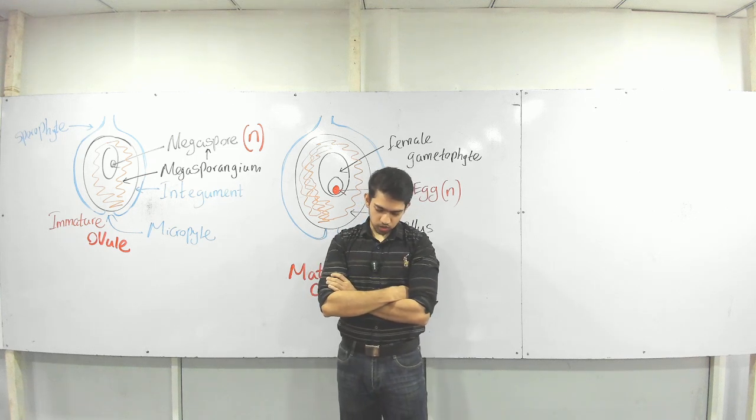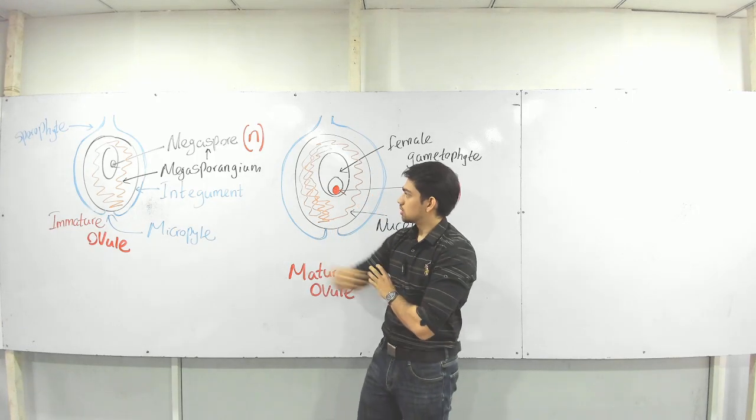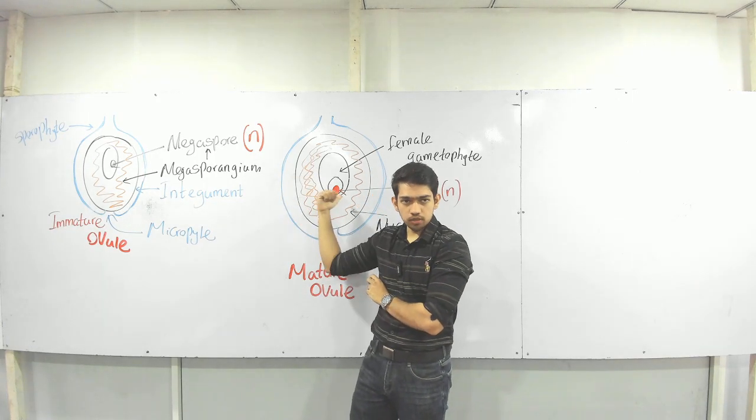Inside each ovule, female gametophytes develop from a megaspore and produce one or more eggs. That's what's going to happen here.